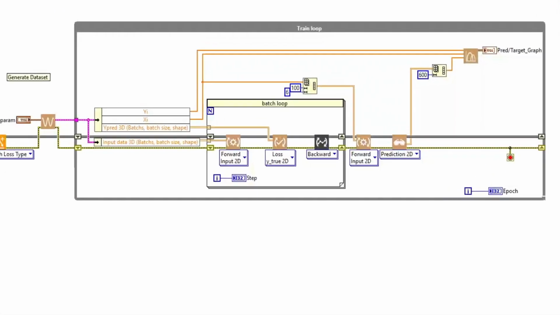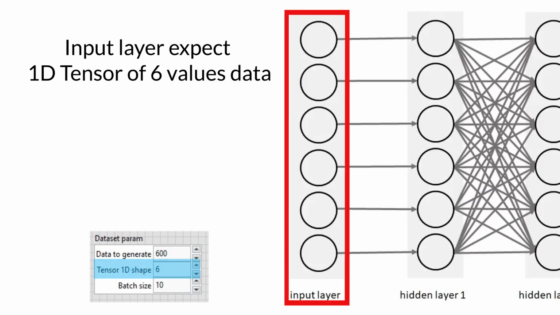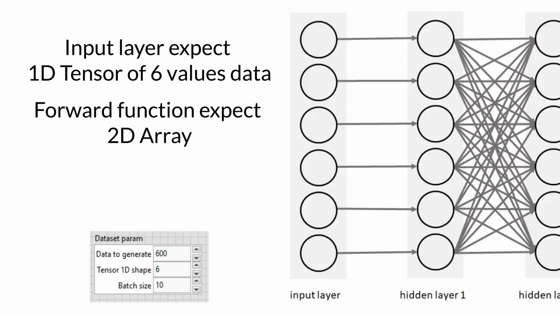Now let's talk about cosine data generation. This function available in the deep learning library is a 2D array generator of cosine data. Recall that our model has only one one-dimensional tensor consisting of 6 values for input data layer. In our case, the forward function will expect for this model a 2D array.